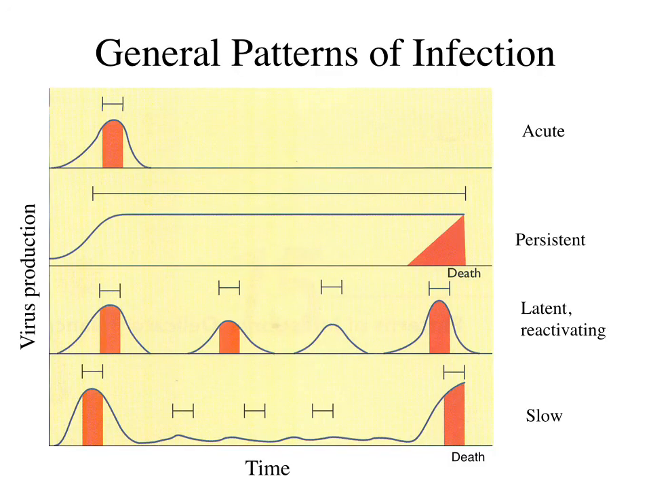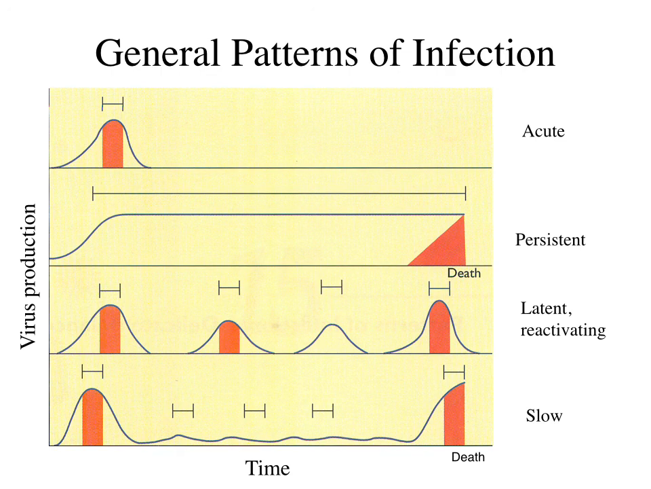Okay, here we have a graph showing the general patterns of infection. If you look at this graph, of course, we have time across the bottom and virus production. We don't have to worry about numbers. And where you see the red bars, that's when the patient is symptomatic. And where you see the brackets, that's when infectious virus is being released.